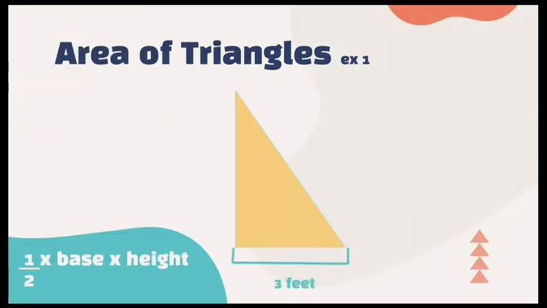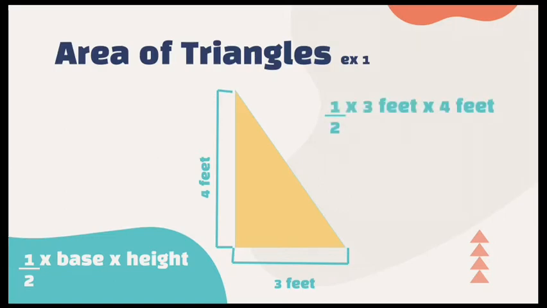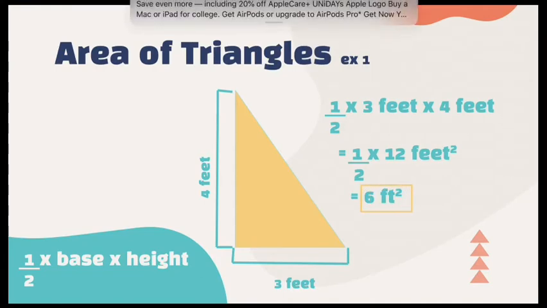So here the base of the triangle is 3 feet, and the height of the triangle is 4 feet. So in order to do it, we do 1/2 times 3 feet times 4 feet, which is 1/2 times 12 feet squared, and then 1/2 times 12 is 6 feet squared. That's our final answer.